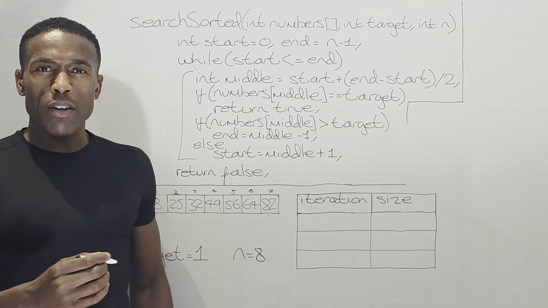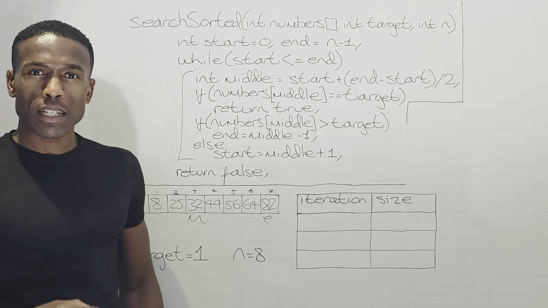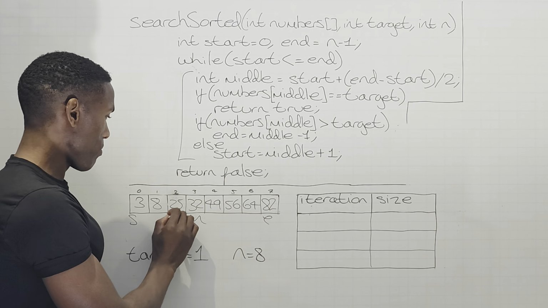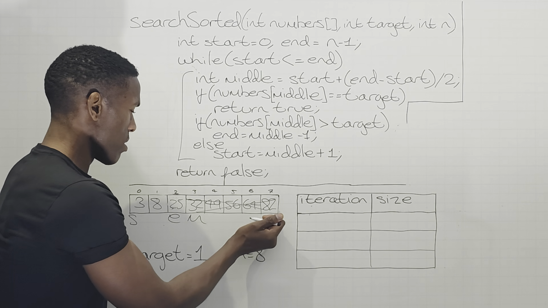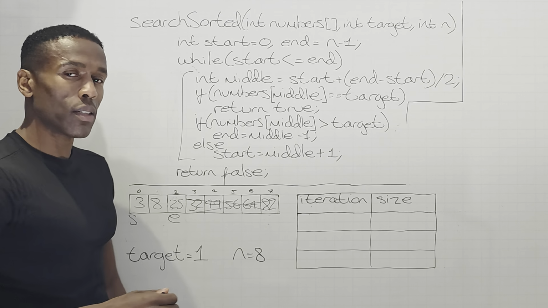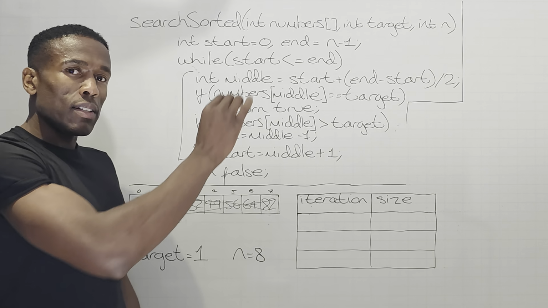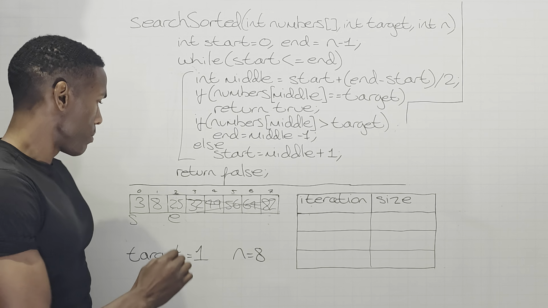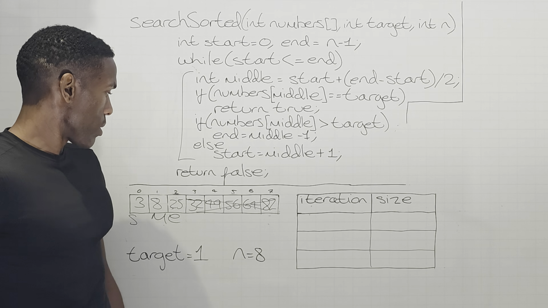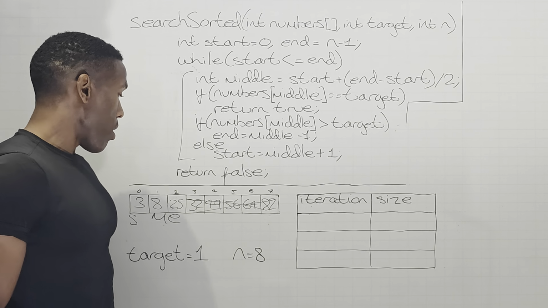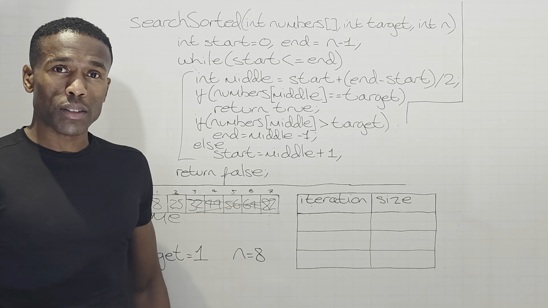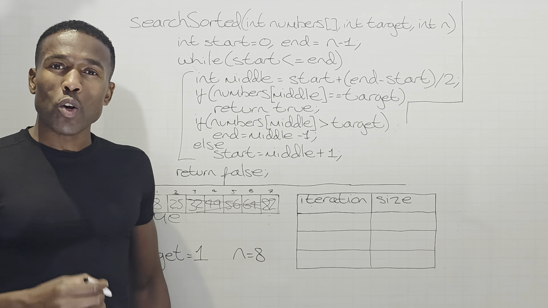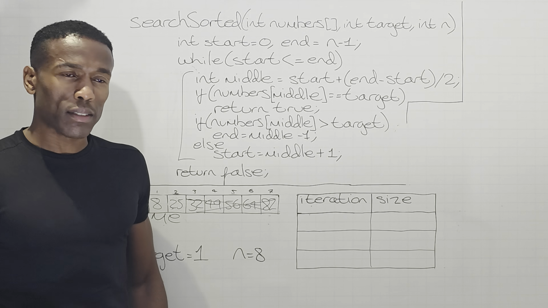We'll then ask whether the middle element is the target we're searching for. Well, it's larger, so we'll truncate the right-hand side of our search space. We'll then iterate around again, and we'll point middle to our middle element. We'll then ask whether the middle is our target. Well, it isn't, so again, we'll truncate the right-hand side of our search space.